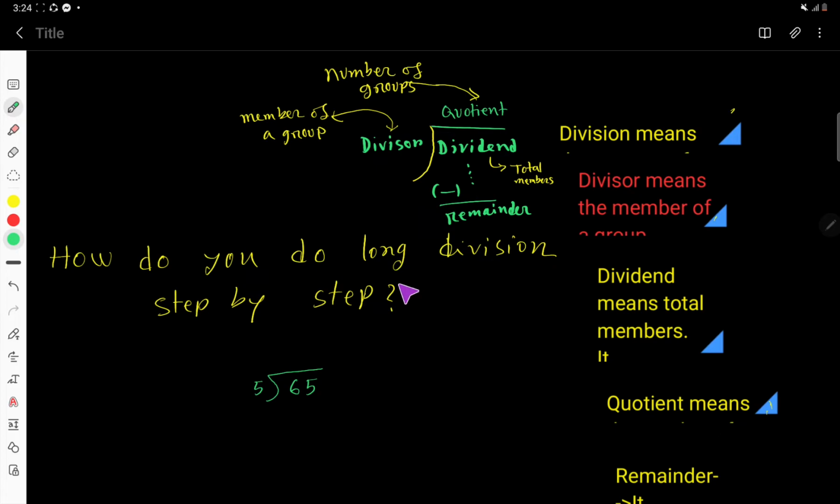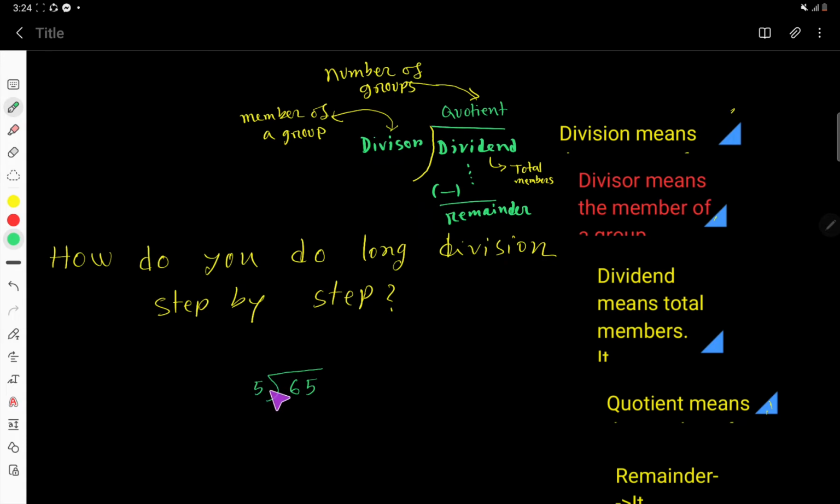So can you tell me what is long division? Long division is a method of dividing a large number into parts. This is the ideal representation of long division. Here we'll write the divisor, here 5. Divisor means members of a group. Then we'll have the dividend, meaning total members, here 65. Over this bar we'll write the quotient. Quotient means the number of groups you can make. And here we'll write the remainder.